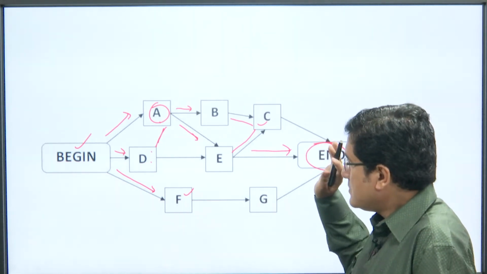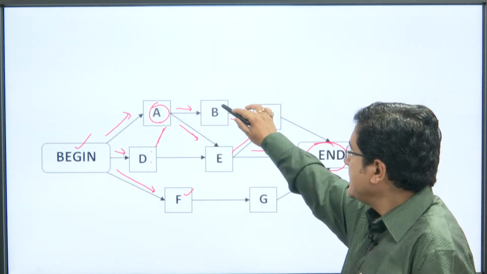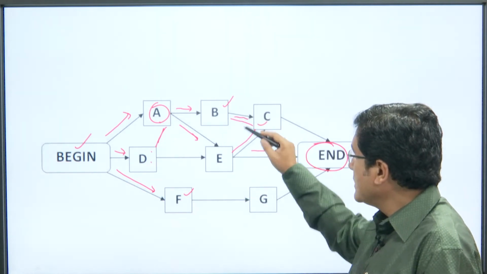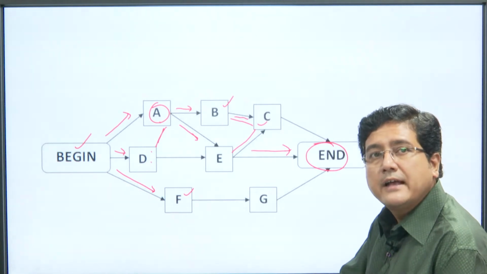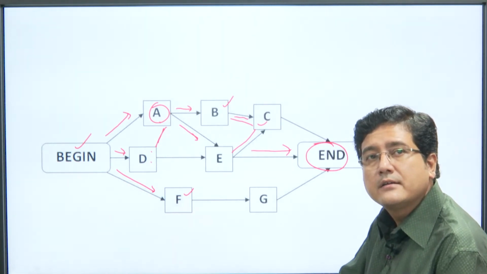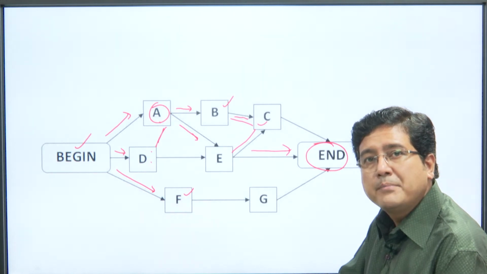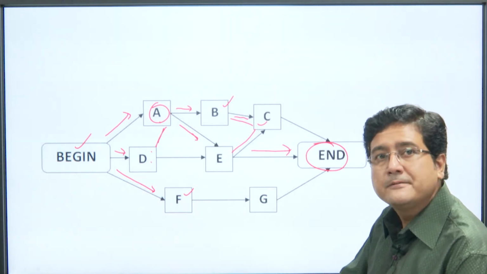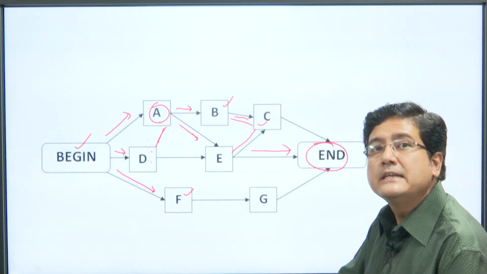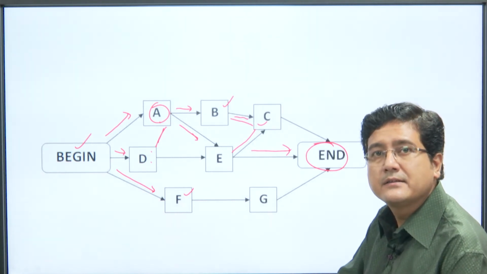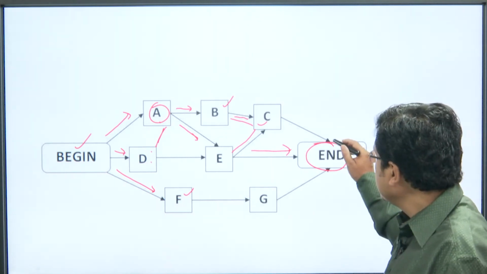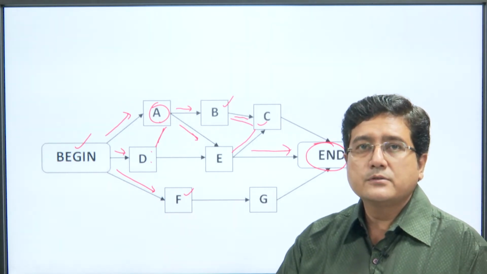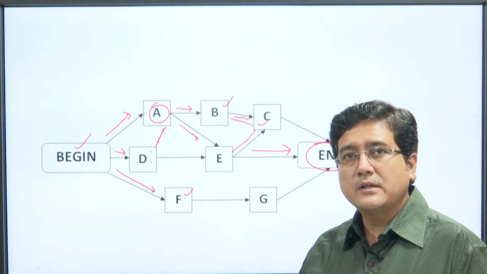See here, the boxes are the activities, and these are the flow diagram. The arrow shows moving forward, and here we see A and B are related to each other. B is dependent on A, E is dependent on A and D, G is dependent on F, C is dependent on B and E, and finally we reach the end point of the project. So, here we complete all the work.